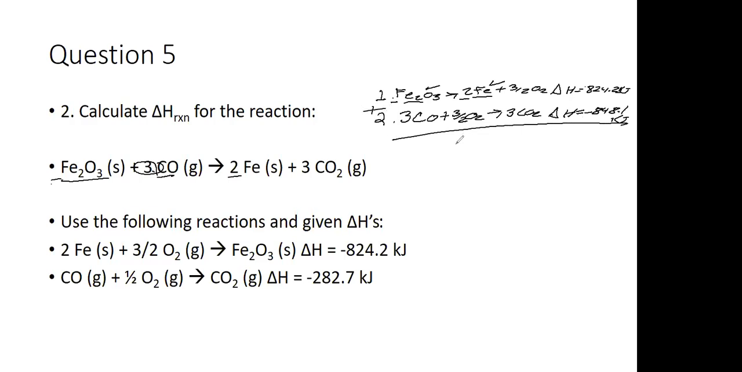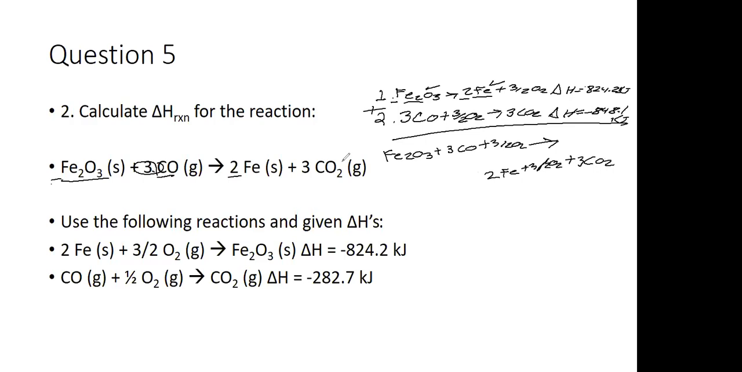Now, let's add these two equations together. So I get iron plus 3CO plus 3/2 O2. And that is making 2Fe plus 3/2 O2. Whoops, sorry, that's 3/2 O2 plus 3 CO2.